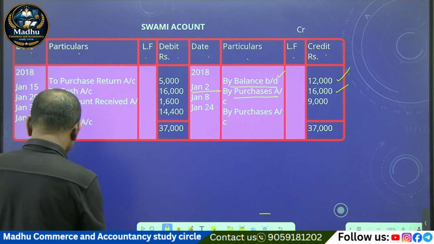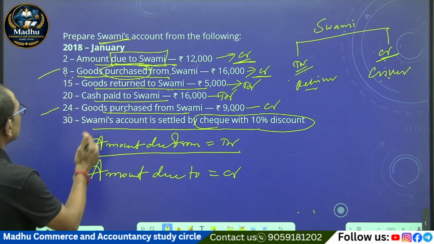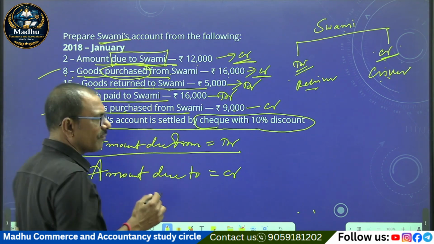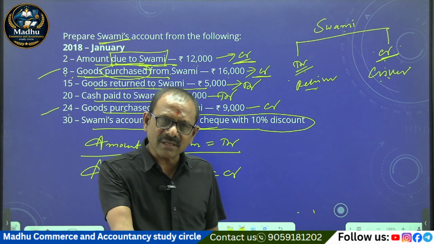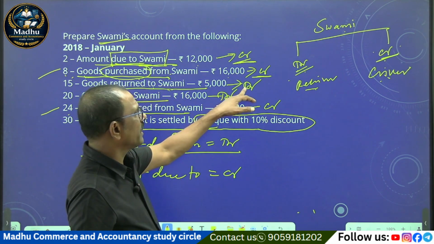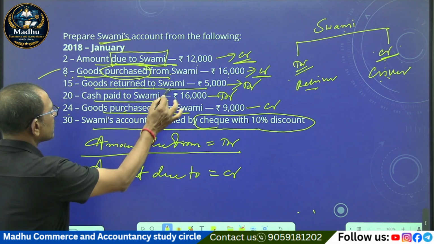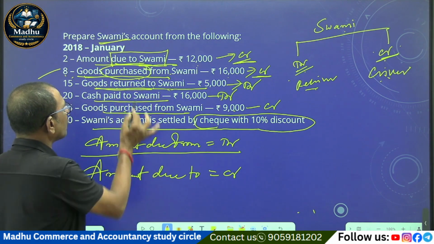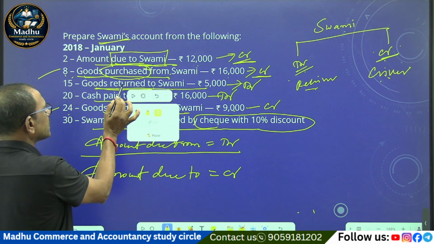Okay. Next, see, goods returned to Swami. We return to Swami. Swami is the receiver again. Debit side here. Goods returned. Why should we return? Once we purchase, those are known as purchase returns.